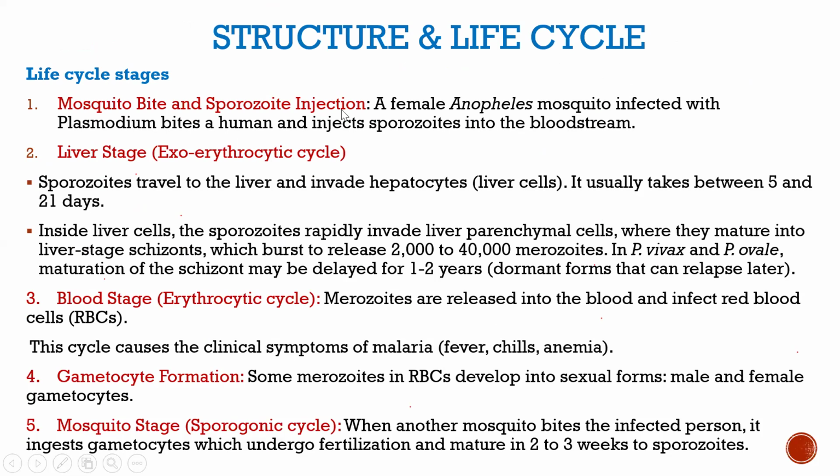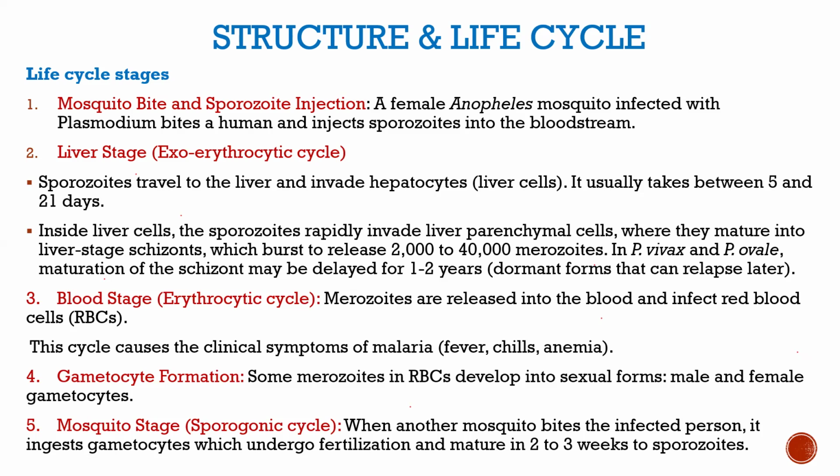So the life cycle of malaria just involves 5 major stages. Number one, there must be the presence of an infected mosquito. If an ordinary mosquito that is not infected with these parasites bites someone, it will not affect the person. So there must be presence of an infected female Anopheles mosquito before there could be transmission of this parasite.